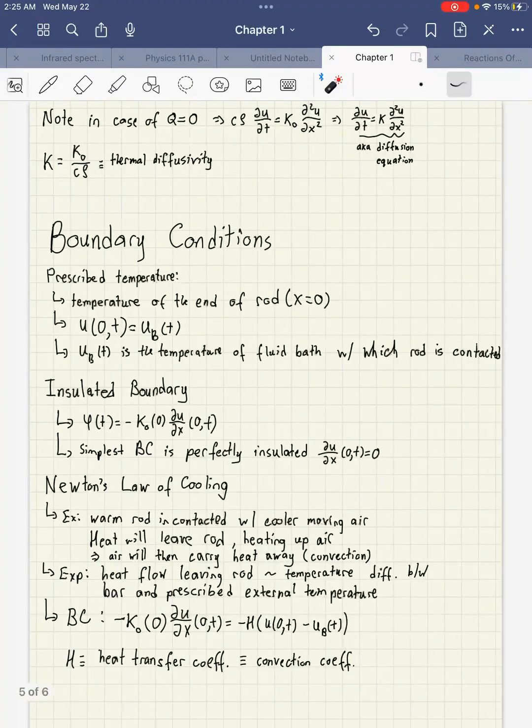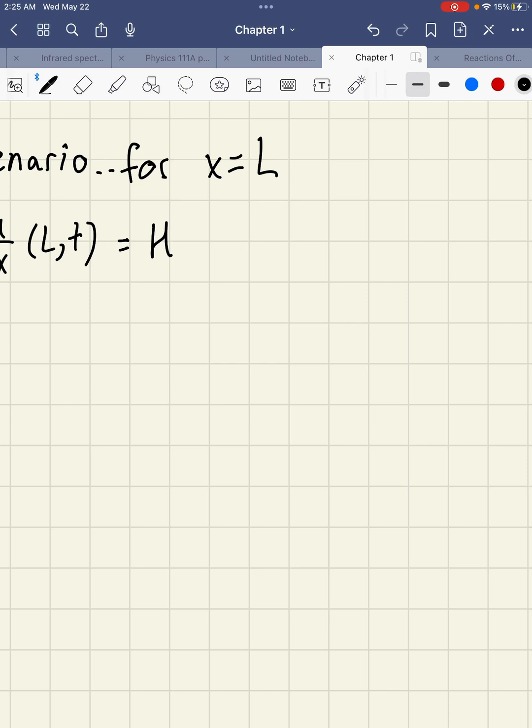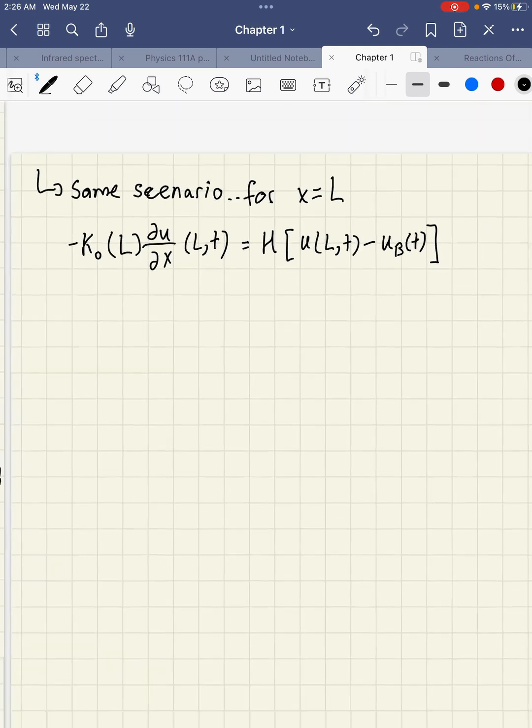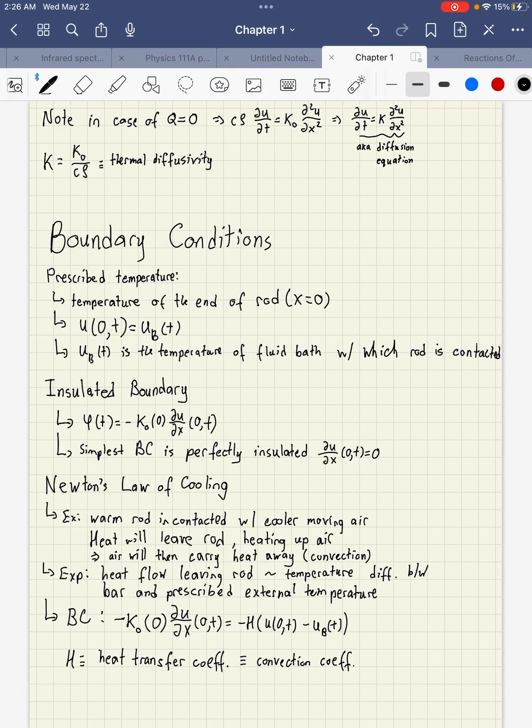So if we construct our equation, looking at x equal to L, partial u partial x at L, t is equal to h times u(L,t) minus u_b(t), which is pretty similar to the previous one, except for the negative sign. So you have to be careful when you assign your negative signs.